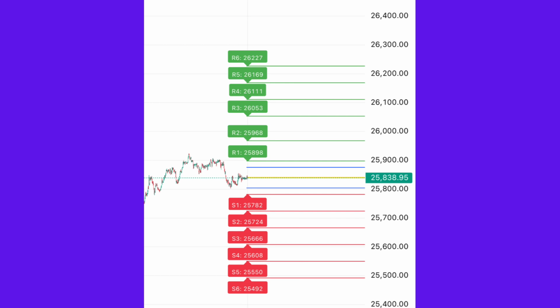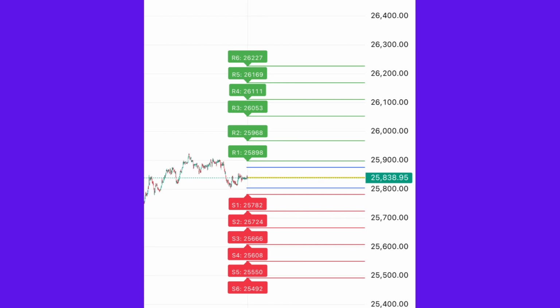R1 R2 zone. Immediate supply. This is the nearest barrier. If Nifty opens flat or slightly positive, this zone is where the first intraday selling pressure may appear. A clean breakout above R1 R2 could give Nifty momentum toward the next zone.